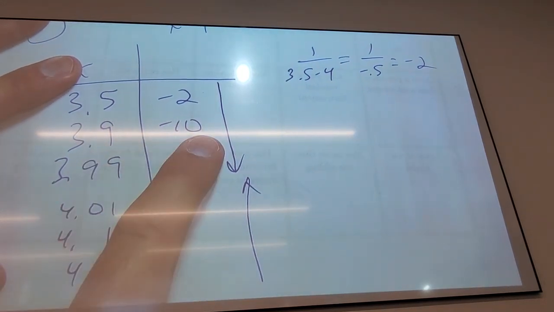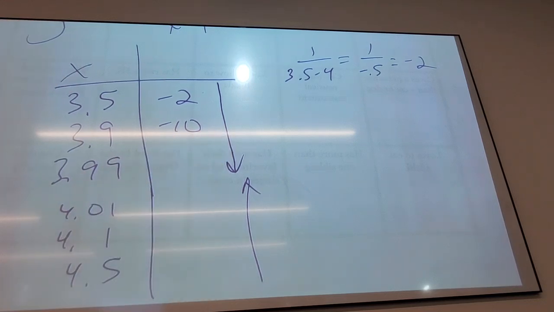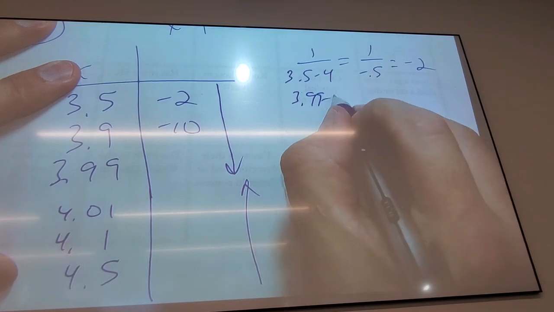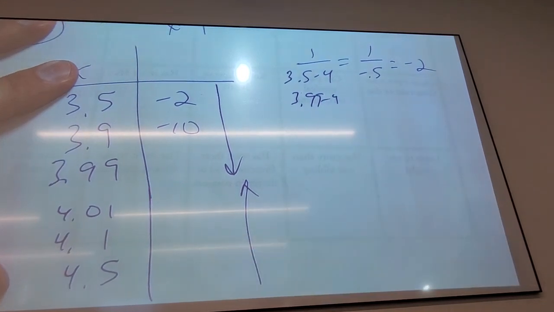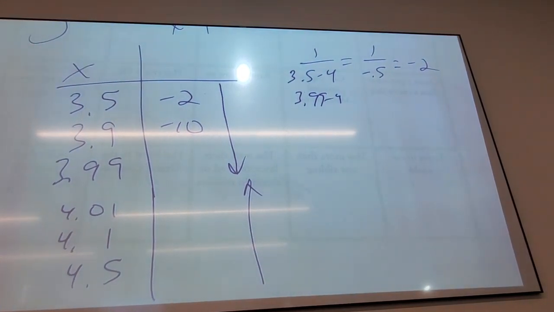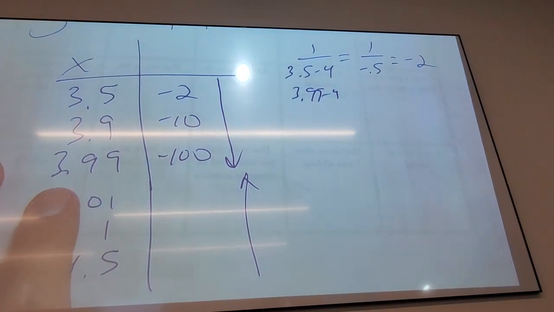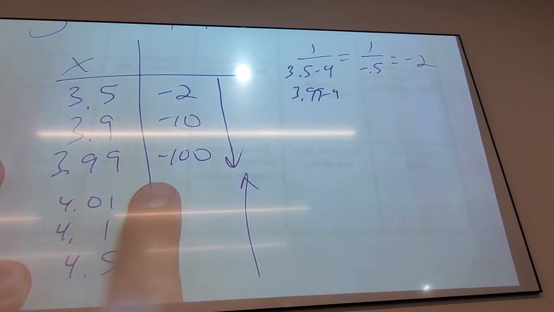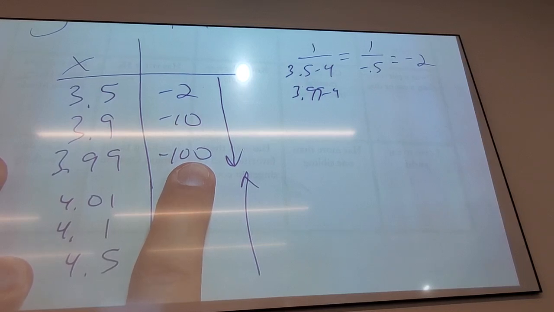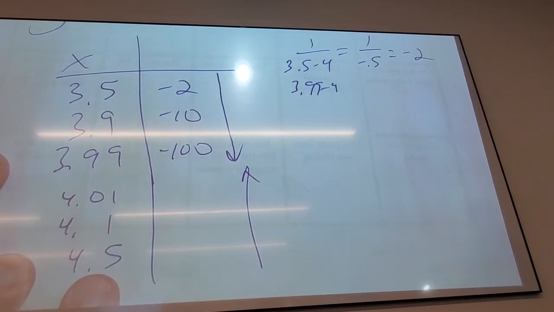One decimal, one 0. Two decimals, two 0s. So 3.99 minus 4 is negative 0.01, which is negative 1 over 100. 1 divided by that is negative 100. When I divide fractions, I multiply by the reciprocal. So if I kept going, 3.999999, what do you think this number is going to do? Keep getting big negative.